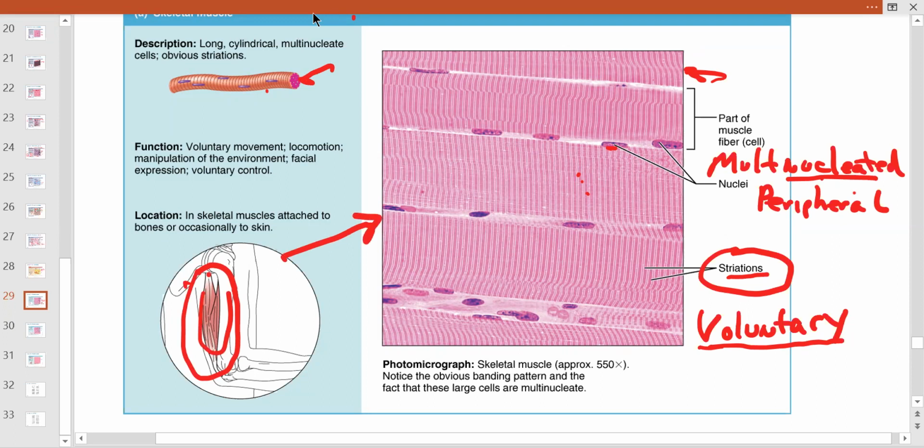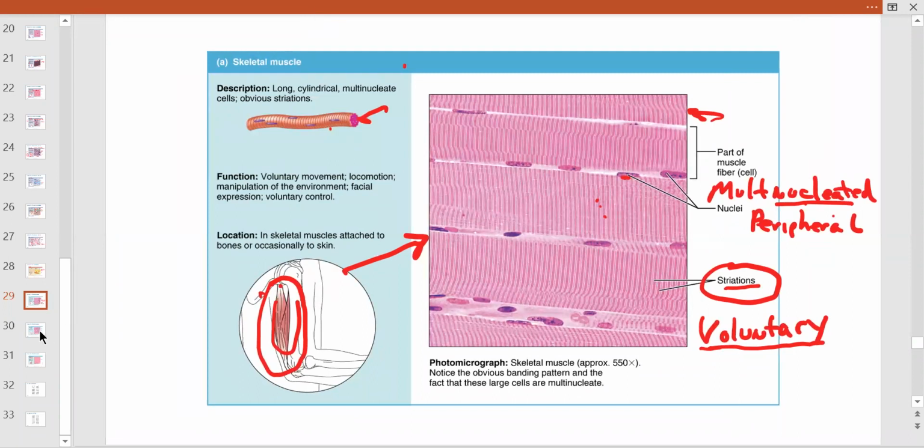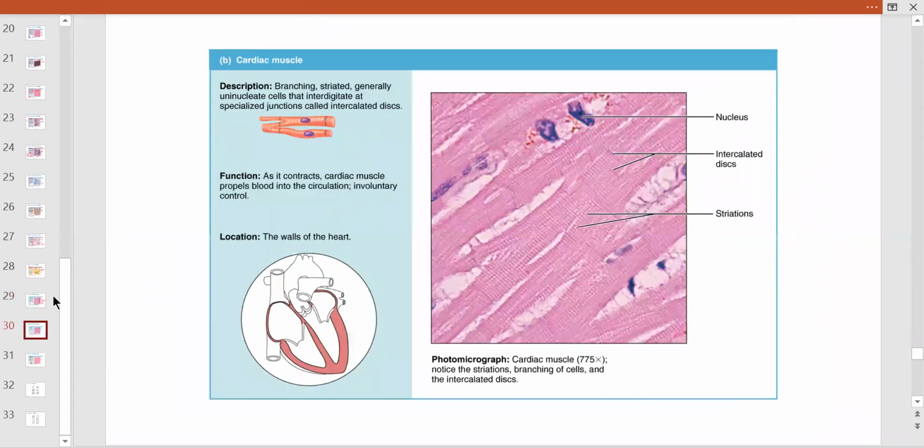So what do we learn about skeletal muscle? It's voluntary. It's very linear, multinucleated, and usually the nucleus is in the peripheral area. And it's striated, clearly striated. I don't know how to break that down any better.